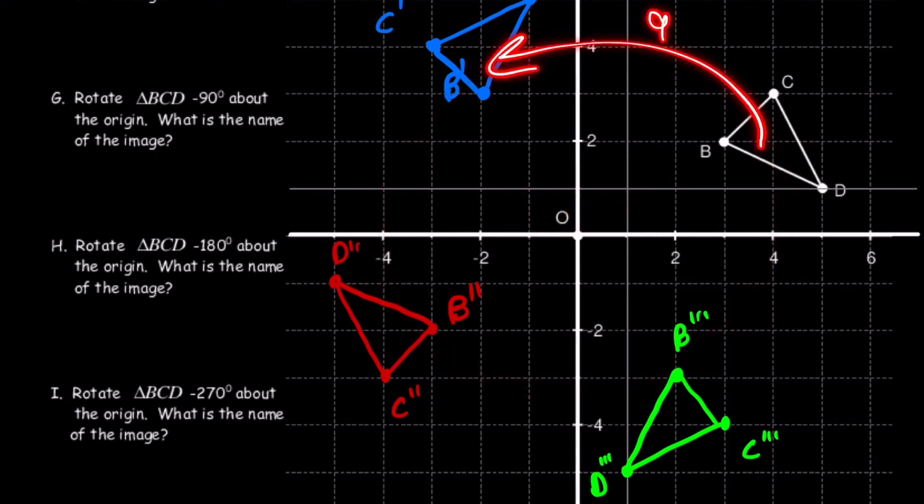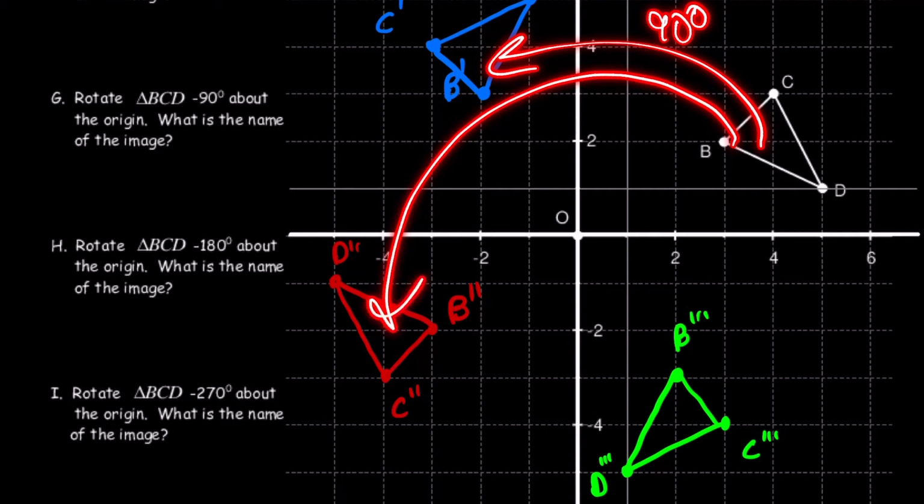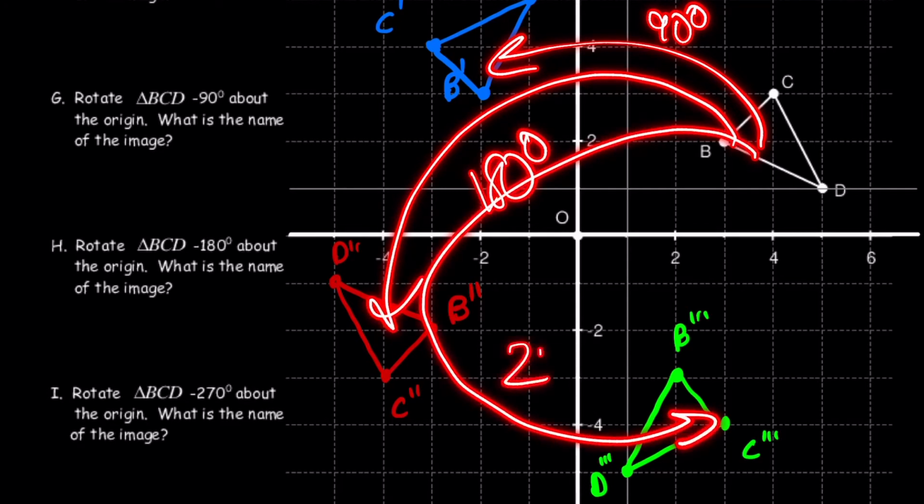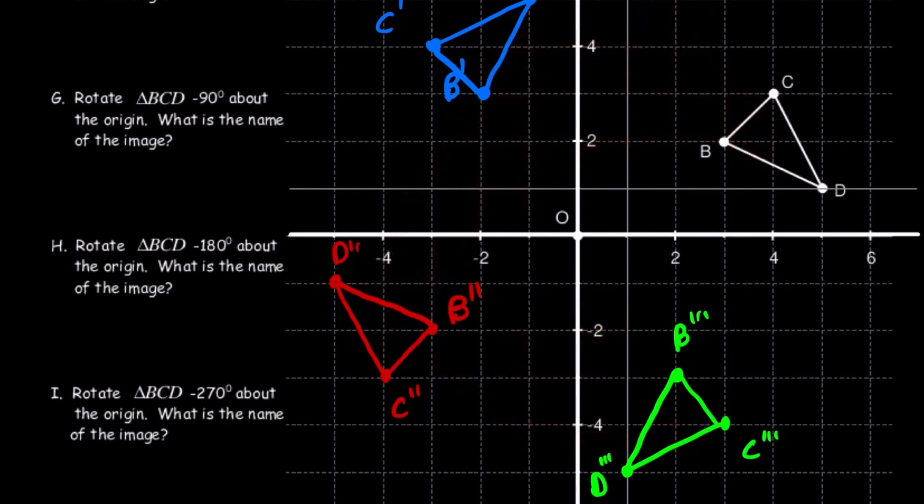Here to here is 90. Here to here is 180. That's 90 plus 90. Here to here is 270, which is 90 plus 90 plus 90. So you're going to see these numbers often: 90, 180, 270.